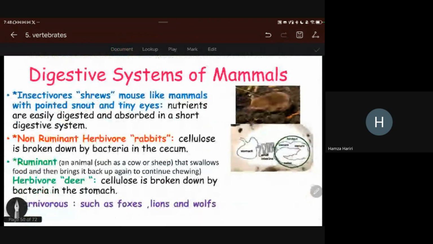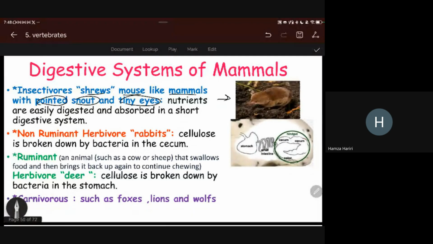The digestive system of mammals. We have insectivores, an example of which is the shrews. They are mouse-like mammals with pointed snouts and tiny eyes. This is what they look like. Their digestive system is very small and very short, so their digestion and absorption do not take much time at all.